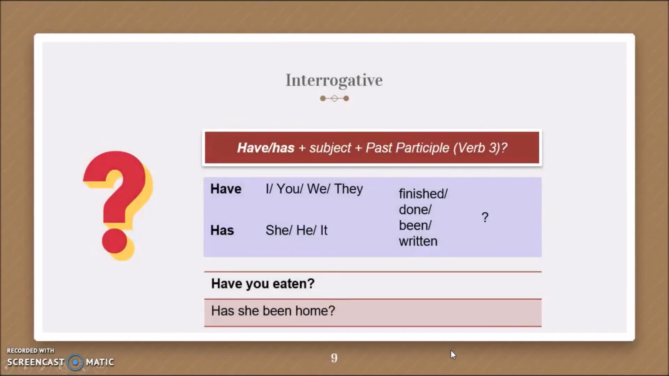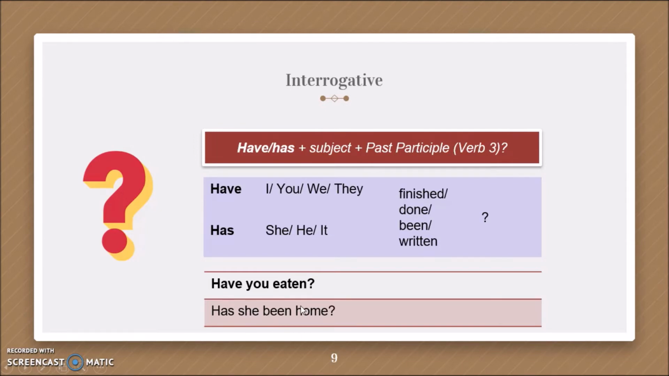So, for the interrogative form, it is so simple. We just have to exchange the position between subject and these auxiliary verbs, in this case is have or has. We put have or has in the front of the sentence. After that, we put the subject and the past participle, and then don't forget to put the question mark after the sentence. For example, have you eaten? And has she been home?